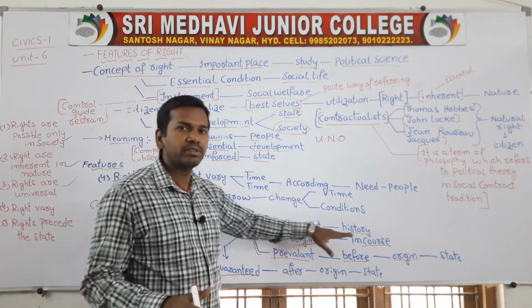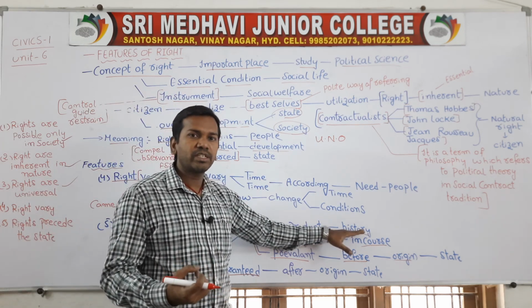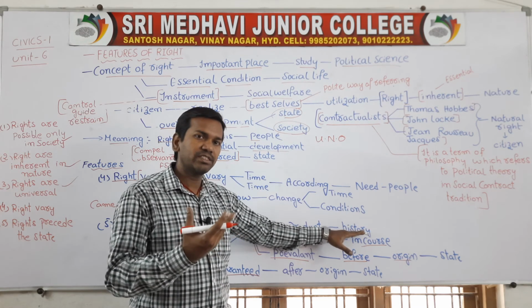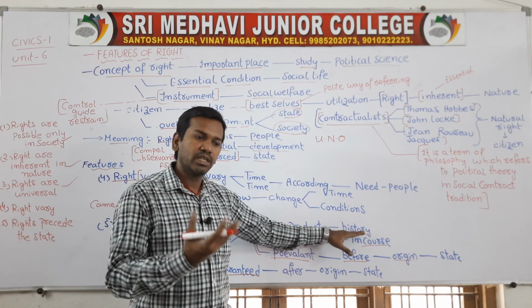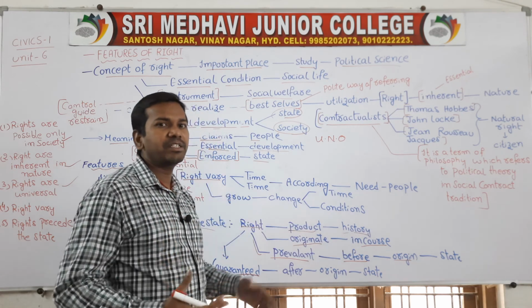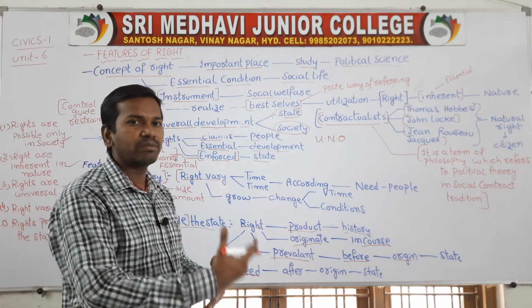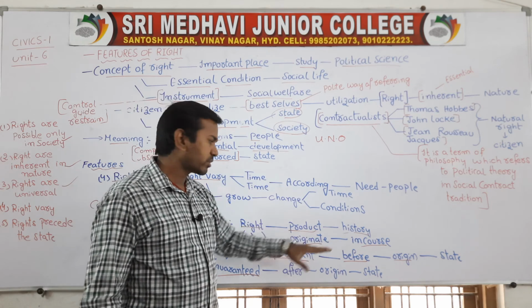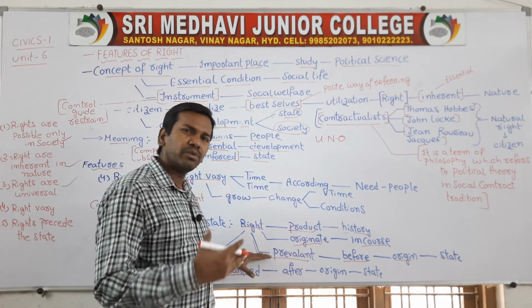Rights are a product of history. Whatever rights we are enjoying today are actually a product of history. Before history also these rights existed, which is why they are a product of history. All these rights we got from our history only. Rights are hereditary, passed from one generation to another. Rights originated in courts, and rights were prevalent before the formation of states.